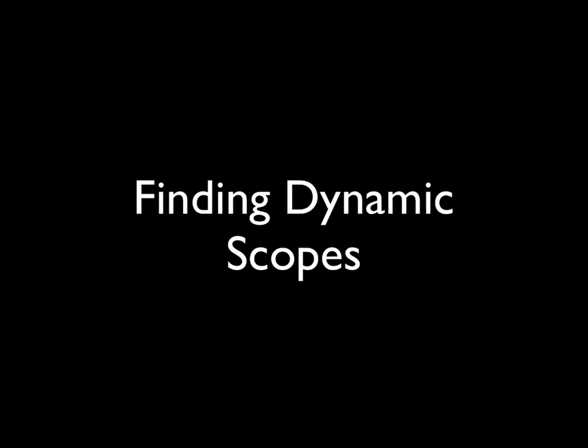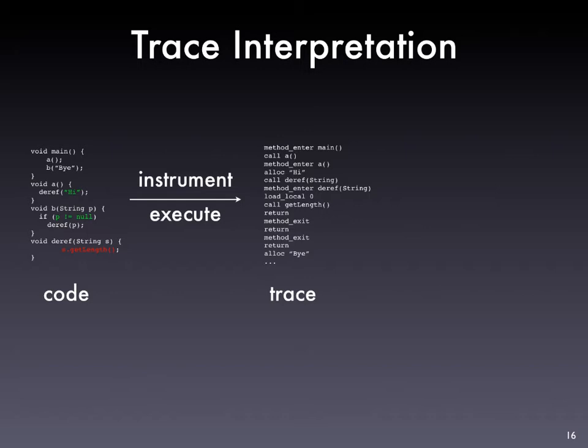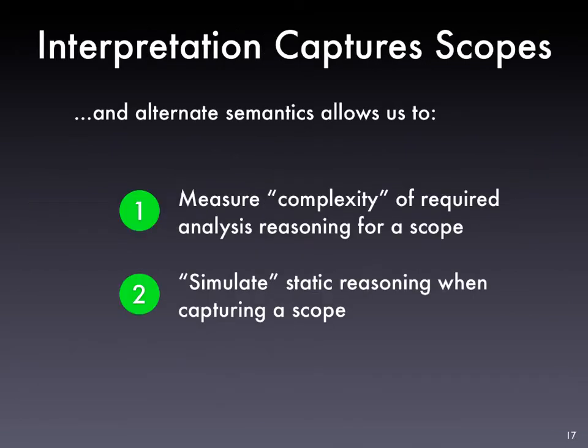So how do we actually find dynamic scopes? We propose a dynamic analysis technique called trace interpretation. Trace interpretation takes code, instruments it, and executes it to produce a rich trace of instructions of interesting things going on in the program. We can then interpret those instructions with an alternate semantics to capture the scope. These alternate semantics, in addition to capturing scope, also allow us to do two interesting things. One, we can measure the complexity of the required analysis reasoning for a given scope. And two, we can simulate static reasoning when capturing a scope.